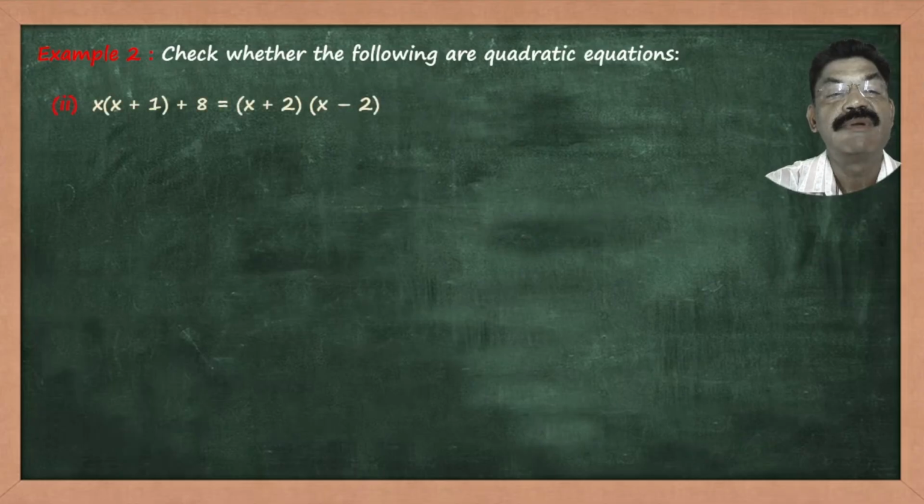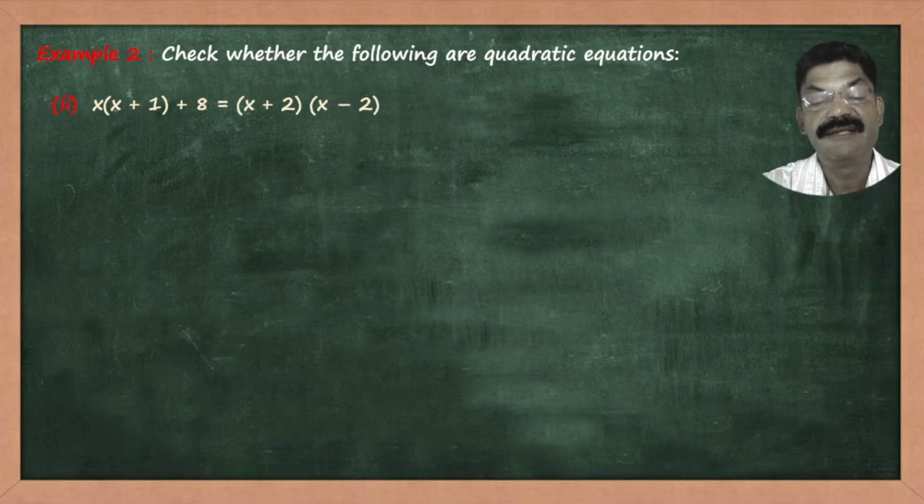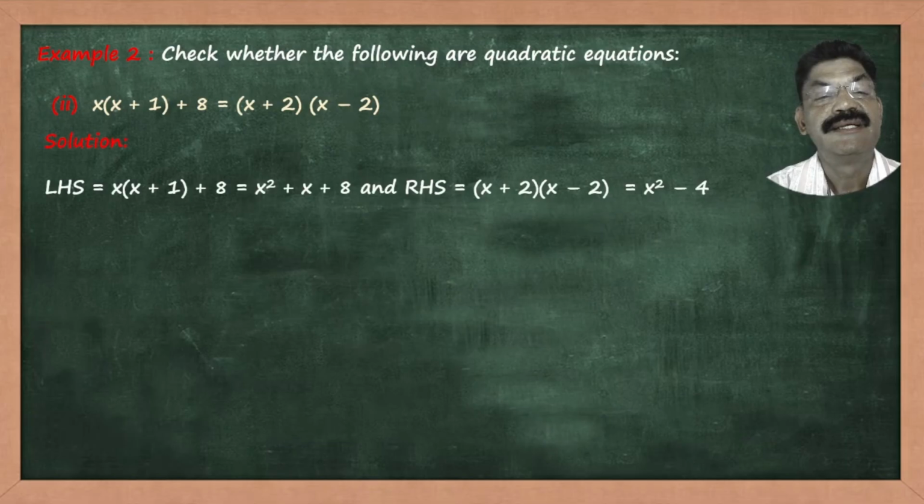Now the second problem, x into (x plus 1) plus 8 is equal to (x plus 2) into (x minus 2). So we expand left hand side separately, right hand side separately, and then we equate both. Left hand side is equal to x into (x plus 1) plus 8, which is equal to x square plus x plus 8. And the right hand side is equal to (x plus 2) into (x minus 2). It is of the form (a plus b) into (a minus b), which is equal to a square minus b square. Therefore, it is x square minus 4.